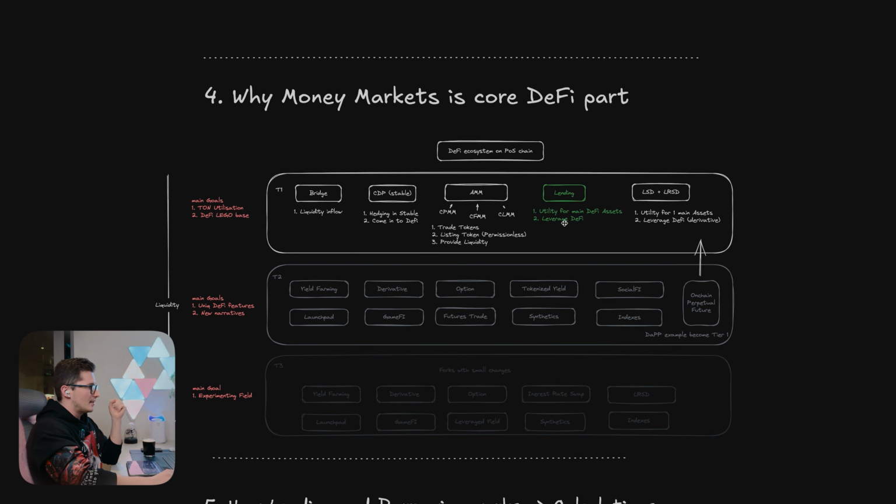Because this type of protocol gives us the utility for the main DeFi assets and the main coin of the ecosystem. Like on Ethereum it is ETH, and the major part of ETH inside of the DeFi ecosystem is stored in the lending protocols, and also liquid staking derivatives, where assets from liquid staking derivatives are stored in the lending protocols. And the lending protocols are actually about the real yield. So some people provide assets and some people borrow assets.